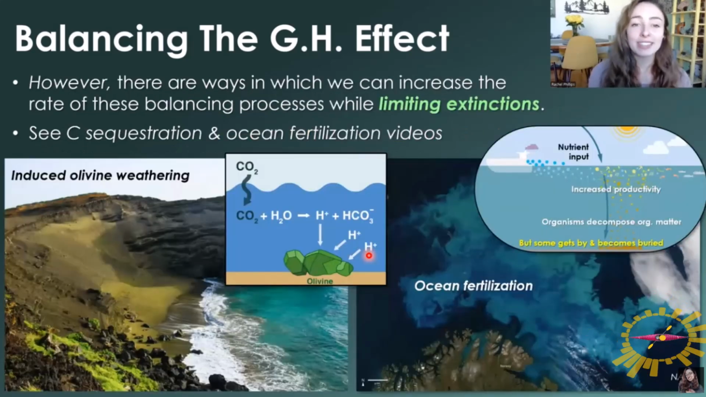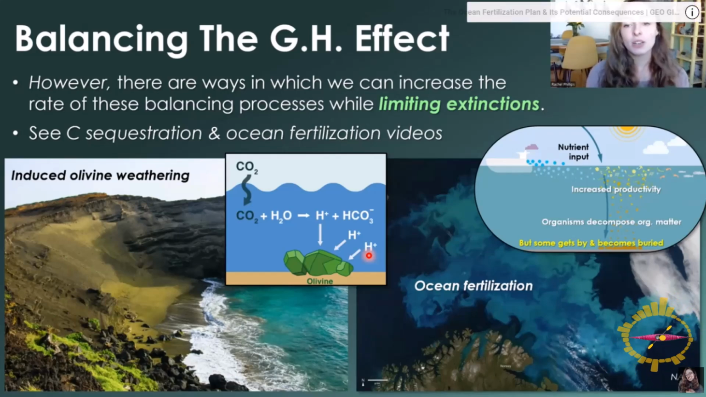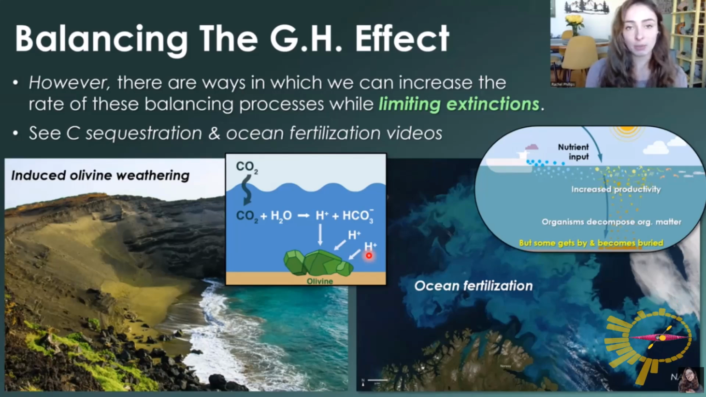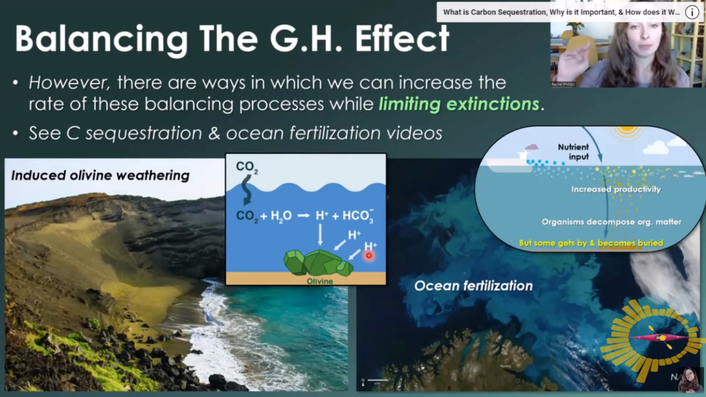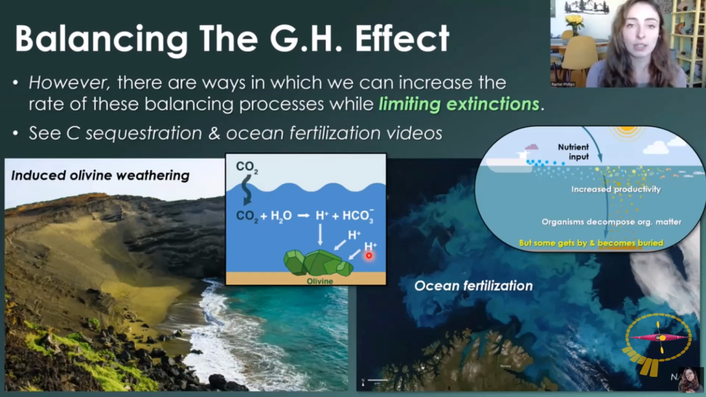However, there are ways in which we can increase the rate of these balancing processes, like weathering, for example, or even this primary productivity negative feedback. And I talk about these, for example, in my carbon sequestration or ocean fertilization video. I'll link one up here, which these might help us in more quickly reversing the current trend and limiting extinctions. But of course, it won't prevent them completely, because they're already happening.